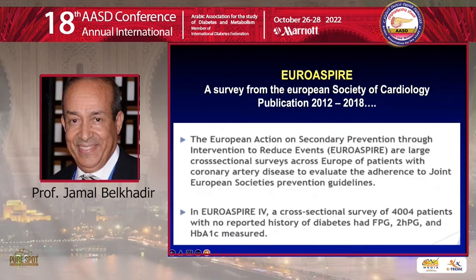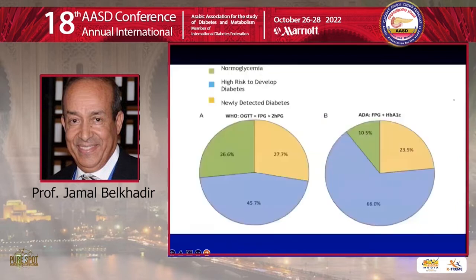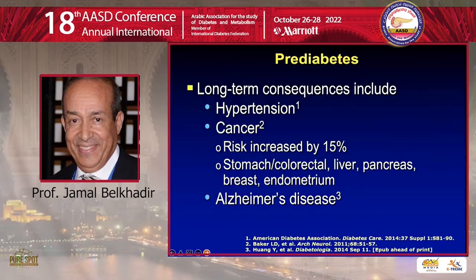And EUROASPIRE, the European Action on Secondary Prevention through Intervention to Reduce Events, is a series of large cross-sectional surveys across Europe of patients with coronary artery disease to evaluate adherence to the joint European Societies' prevention guidelines. In EUROASPIRE IV, a cross-sectional survey of 4,004 patients with no reported history of diabetes had fasting plasma glucose, 2-hour plasma glucose, and HbA1c measured. In this study, regarding WHO criteria, only 26.6%, and in other criteria 10.5%, have normoglycemia.